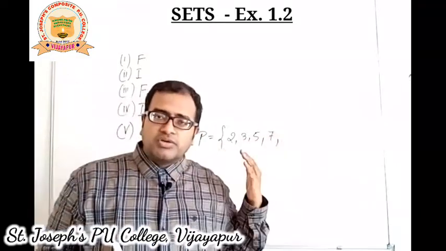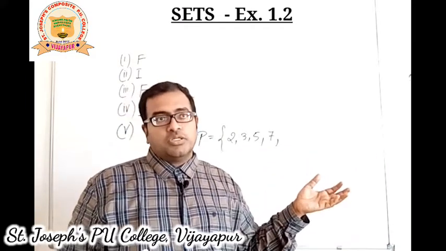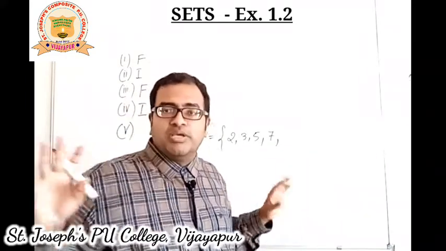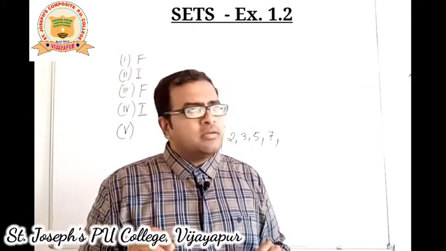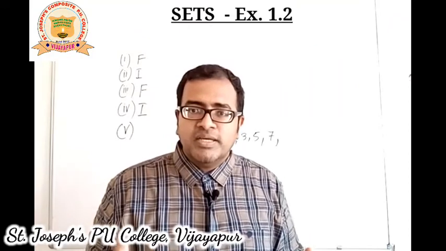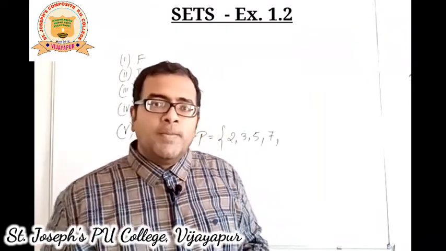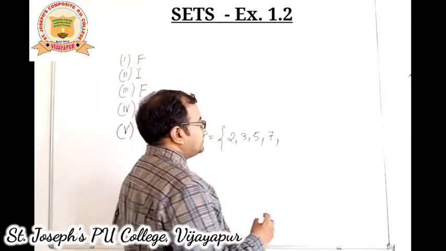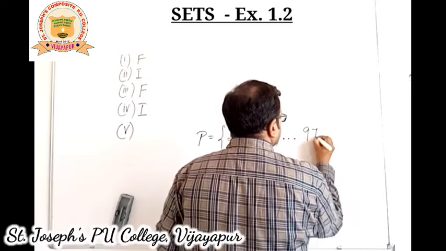Let's try checking in reverse. 100, is it a prime number? No. 99, definitely not. 98 is an even number. Even numbers are always divisible by 2. 97, no, 97 doesn't have any factors other than 97 and 1 itself. So 97 becomes a prime number. So we will stop at 97. So this continues till 97.